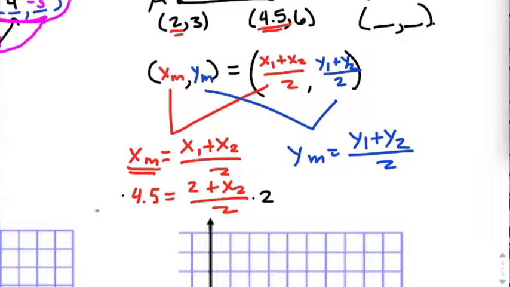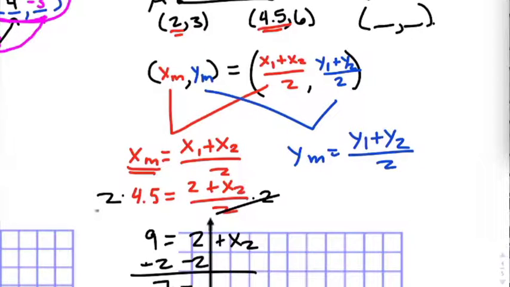I multiply 2 on both sides to try to get rid of my 2's. That'll leave me with 9. So 9 is the same as 2 plus x, my second x value. Well, then if I subtract 2 on both sides, I get 7. And so that tells me this number right here is going to be 7.